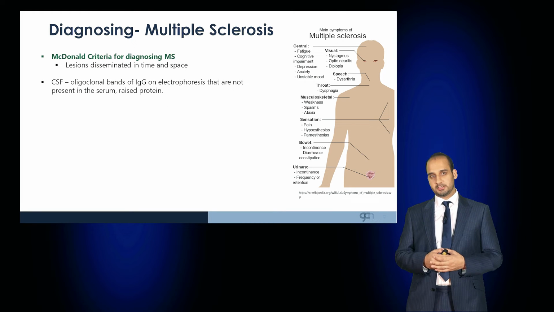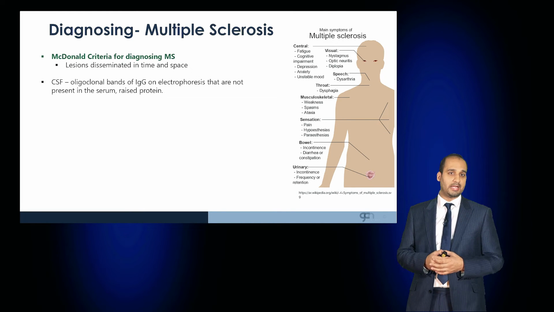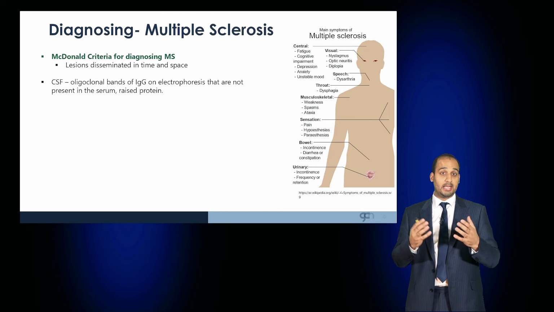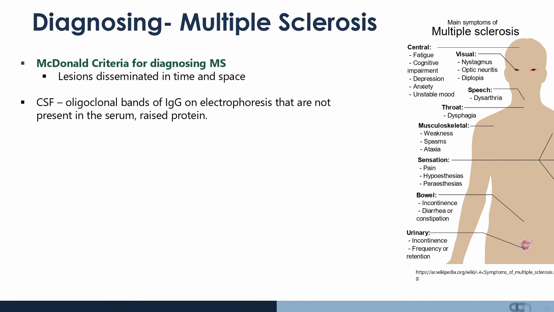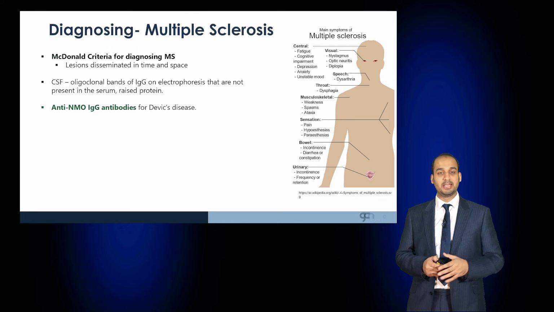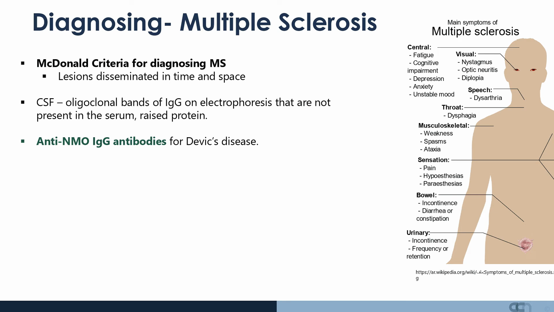To diagnose multiple sclerosis, we use the McDonald criteria. This requires lesions to be disseminated in time and space. CSF oligoclonal bands of IgG on electrophoresis that are not present in the serum, and raised protein, are also suggestive. If you find anti-NMO antibodies, this will be suggestive of Devic's disease.